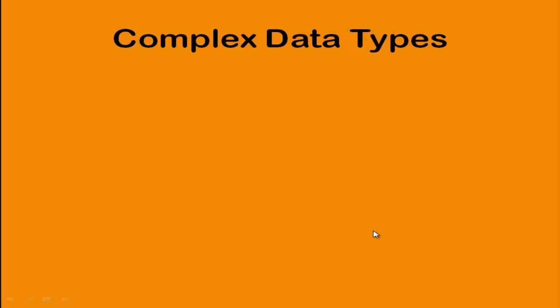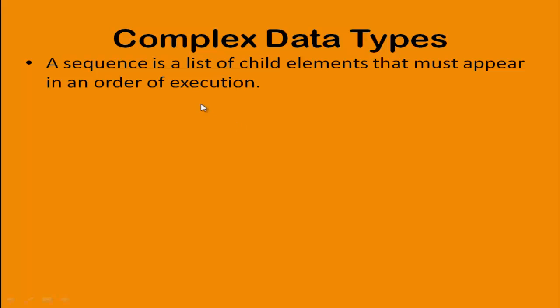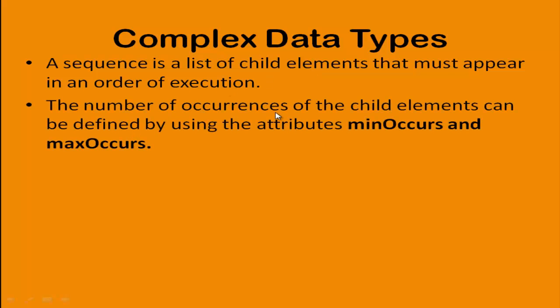Fine. The more important thing about complex data types is, I said a sequence is nothing but a list of child elements that must appear in order of execution. So sequence means when we give the sequence elements inside the complex data types, they execute in certain order. So the number of occurrences of the child elements can be defined. Consider in a particular root element, how many times the child elements must be repeated.